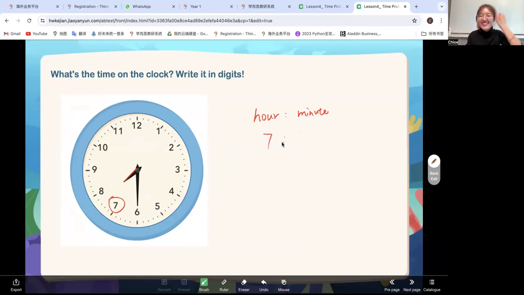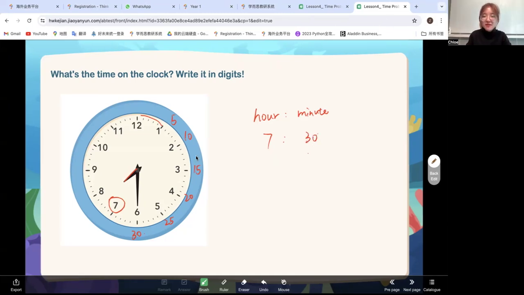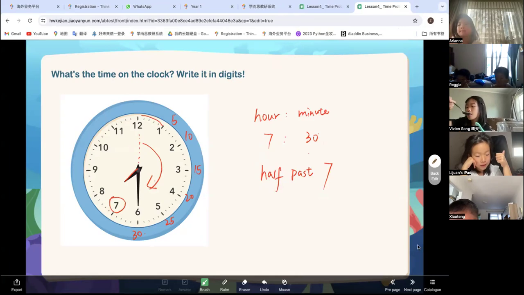And what's the minute? Do you remember? We count the smaller sections, right? So 5, 10, 15, 20, 25, and then 30. So what's the minute? It will be 30 minutes. Great, thank you. So how can we read it? Do you remember? When the minute hand travels from 12 to 6, that's half. So we will read it as half past which hour? Past 7. Make sense, everyone? Thank you. Very good job.